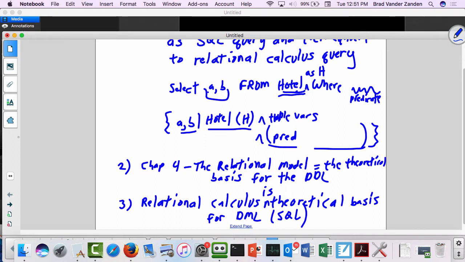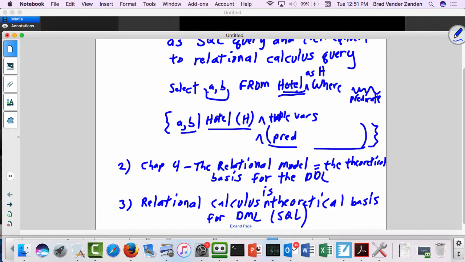The relational calculus is a declarative way, meaning you don't say how to perform the operation with the relational calculus. But with the relational algebra, you do. You say this is a select, this is a project, this is a join. You don't do that with the relational calculus. The relational calculus is higher level.